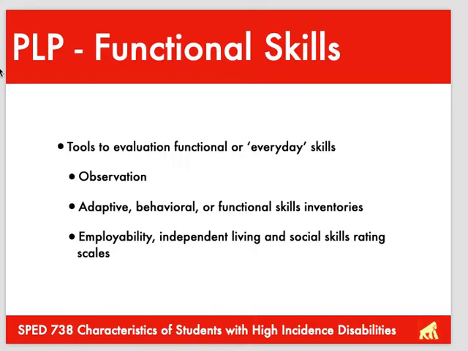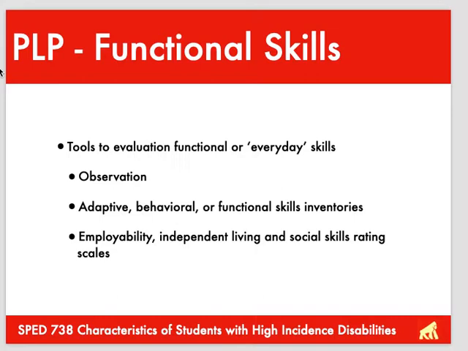The other thing that we want to do in the present level of performance is not only provide a clear picture on academic skills, but we also want to provide a clear picture on functional skills. So we need to look at some tools for evaluating those everyday skills, social skills, behavioral skills, independence. Like I said, being able to take care of the things that they need to take care of in the classroom independently. And so we can do this a couple ways. We can do this through observation.